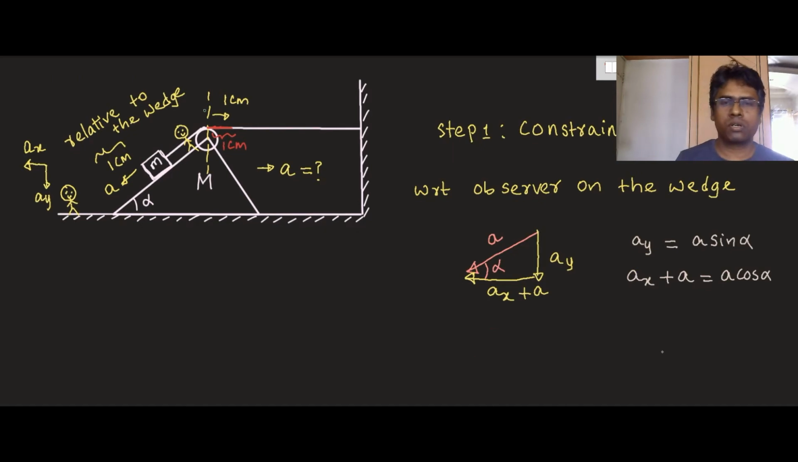Once you're done with the constraint analysis, step 2 would be drawing the free body diagrams for these two objects. So draw FBDs.